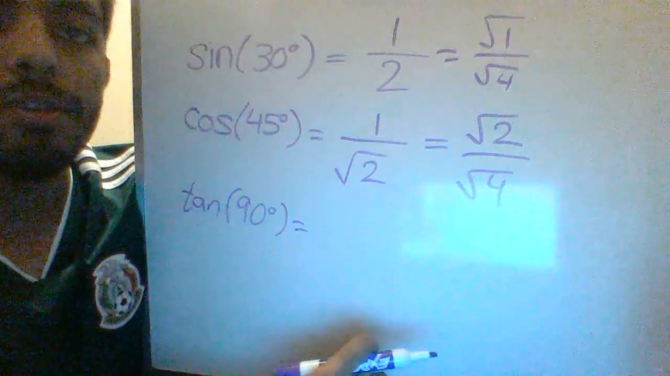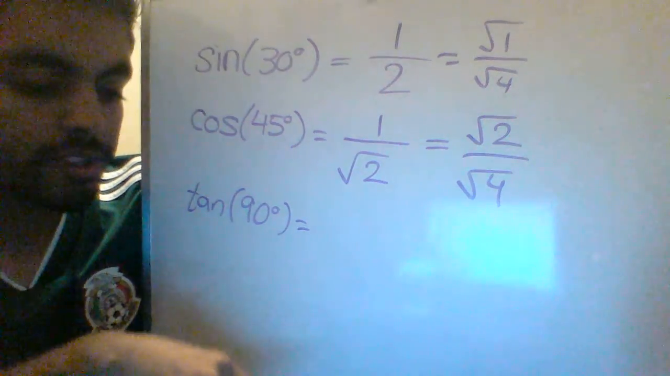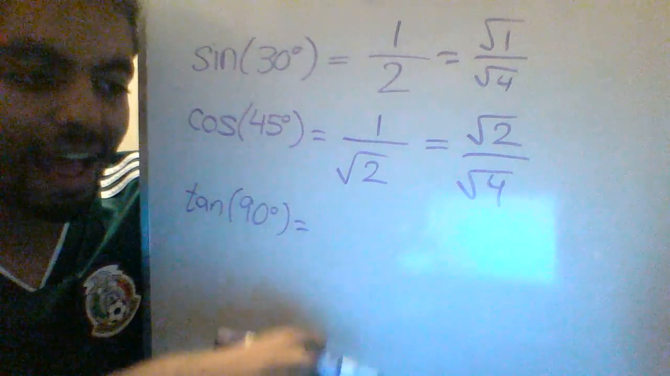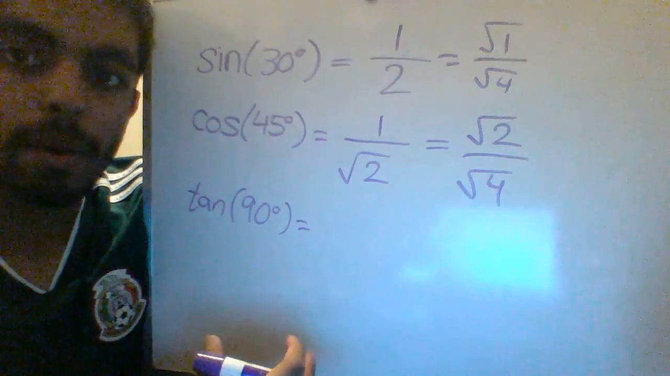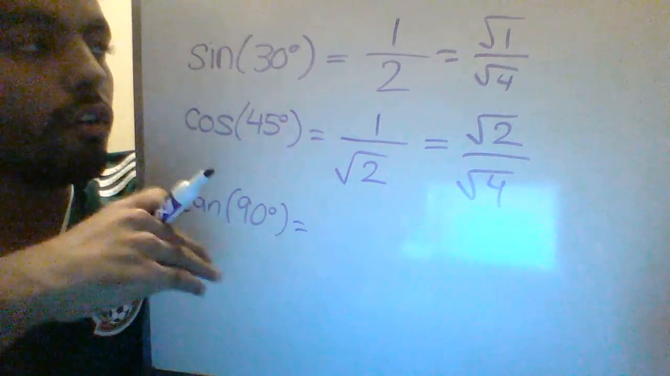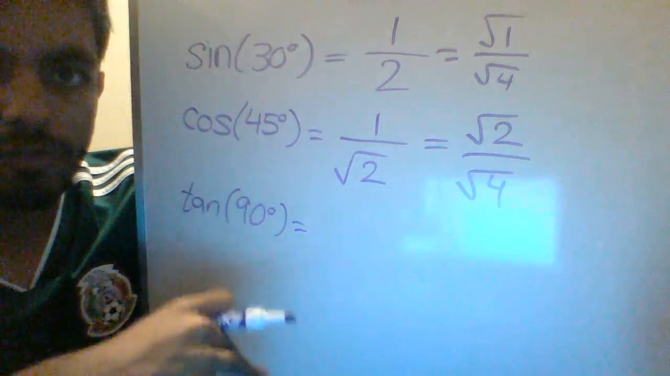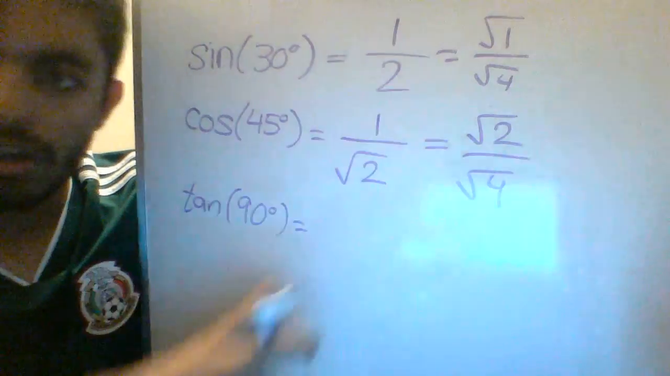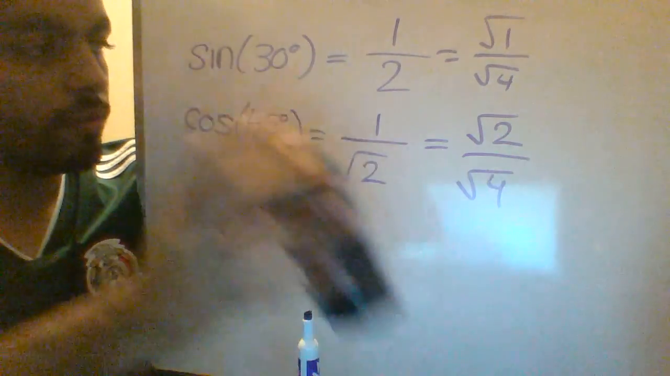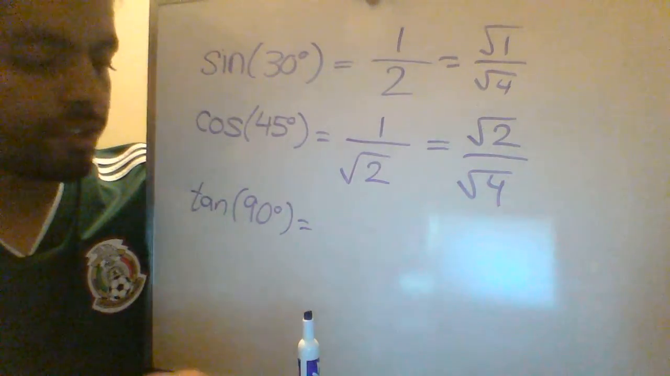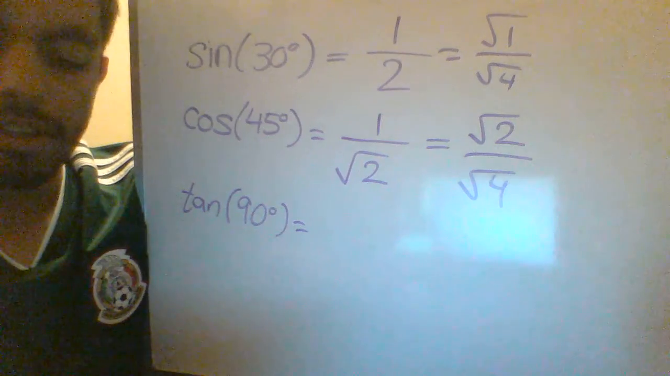If that was how you memorized the sine line, the whole sine line, instead of being 0, 1/2, 1 over root 2, root 3 over 2, and 1, you could remember it as root 0 over root 4, root 1 over root 4, root 2 over root 4, all the way up to root 4 over root 4. All right? So that's that.